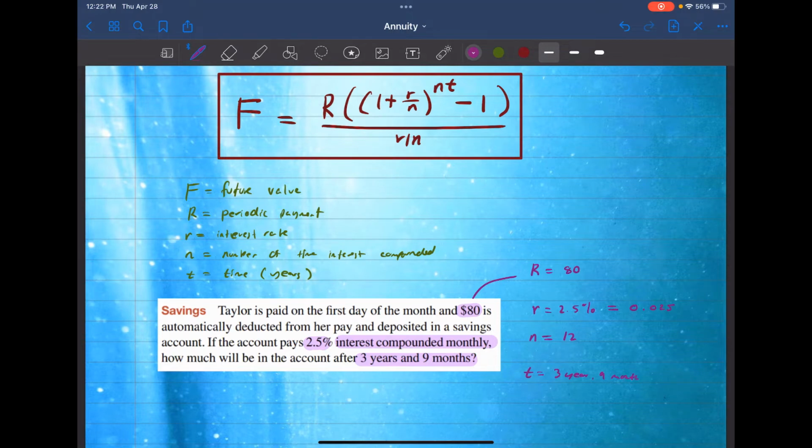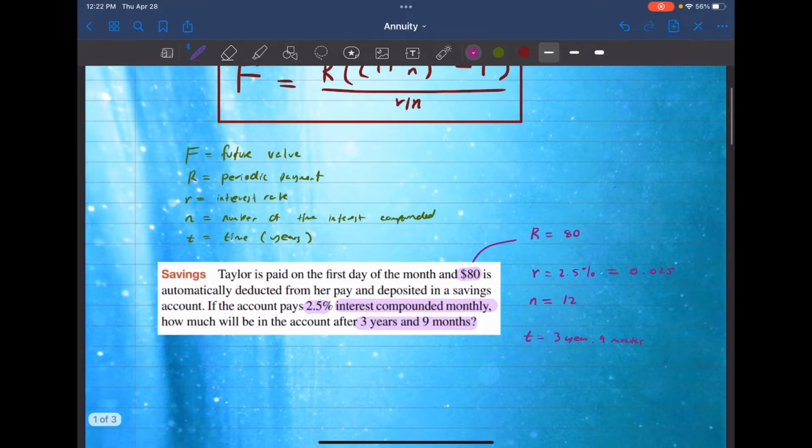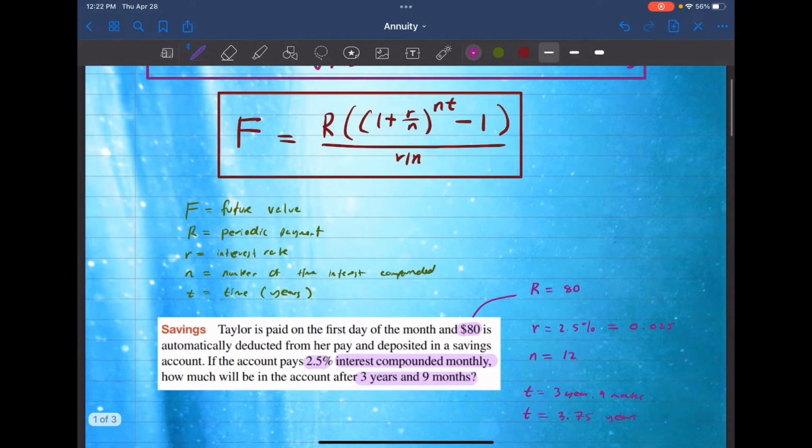So you want to convert that into years. 9 months is equivalent to 9 over 12 years. So we can say this is 3.75 years. That'll be the value for t, because 9 over 12 will give you 0.75. So we have everything given, and we're looking for how much money she will have after this period of time. So we can just simply use this formula above.